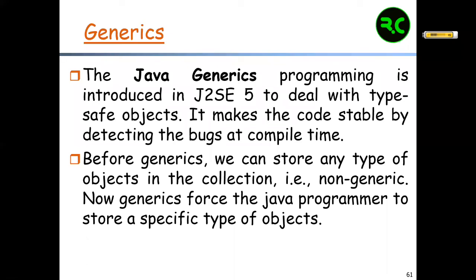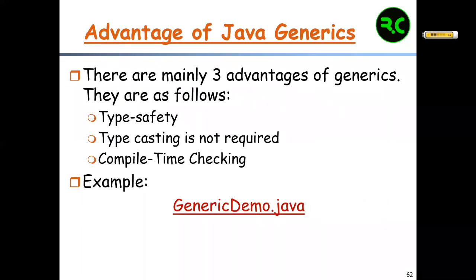The specified data type can only be used by the users at runtime or throughout the program. This is the main intention of generics programming in Java. There are three advantages of using generics in Java. The first one is type safety, the second one is that typecasting is not required, and the third one is compile time checking.